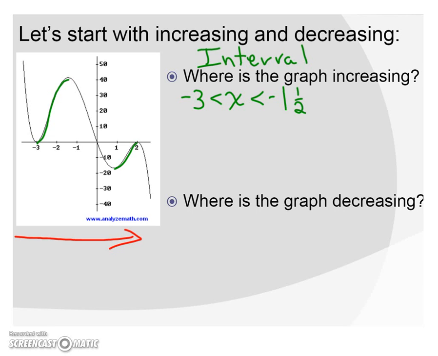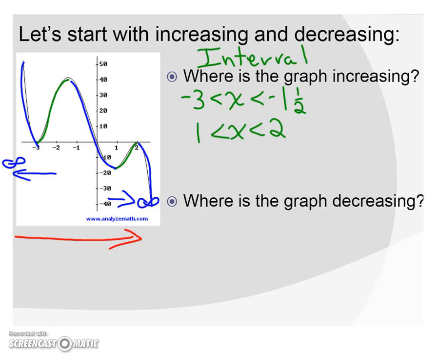And so we're increasing from -3 to -1.5 and from 1 to 2. We're decreasing from -infinity to -3, from -1.5 to 1, and from 2 to infinity. So, we talk about infinity when we see the graph going off the page. We can be going into infinity in either direction.